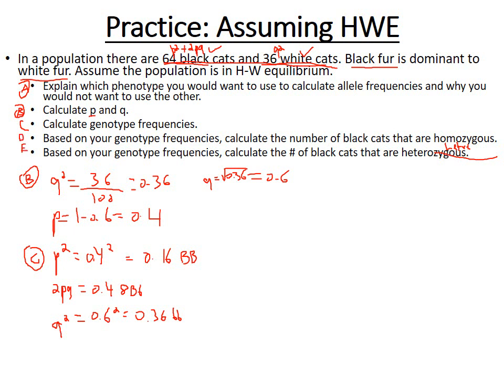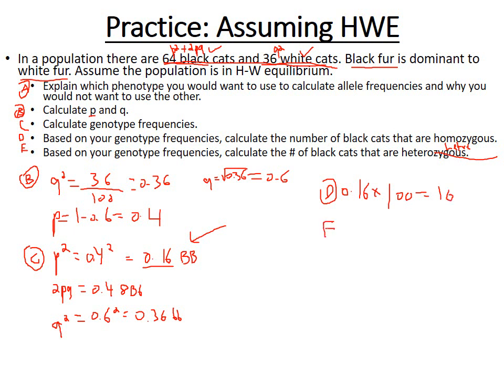We want to figure out how many black cats are homozygous, how many black cats are heterozygous. So for D, we take our frequency of homozygous individuals, 0.16, multiply it by the total number of individuals in the population, not just the number of black cats, total individuals in the population, because this is based on total number of individuals, times 100, and we get 16.